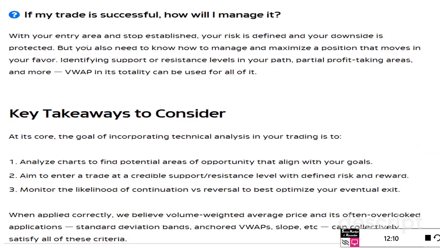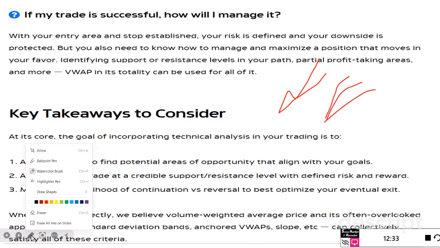If my trade is successful, how do I manage it? Simply, if the price is making a higher high, quite obviously we can draw a trend line. So VWAP will come to a mean and move. It's as simple as that. If the price is moving above the band, for argument's sake, you simply trail the stop loss and enjoy the entire move.